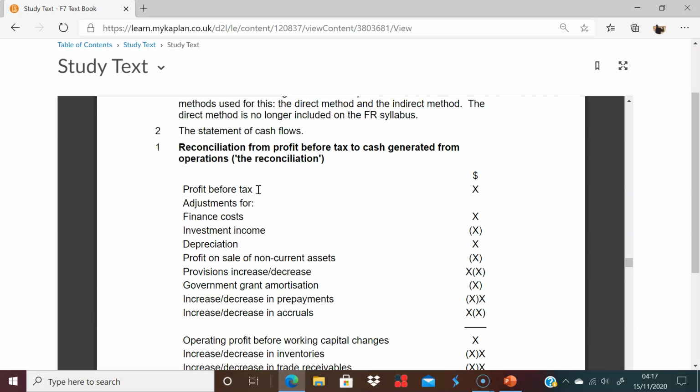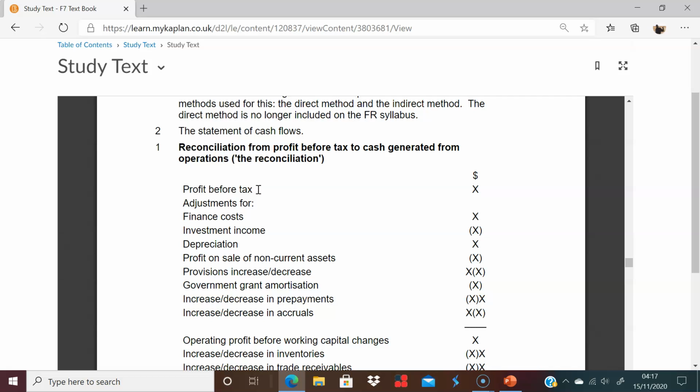So I'm going to adjust, if you like, by adding back finance costs. Exactly the same principle. If you've seen the previous videos where I show you the principle behind this, of course, adding finance costs, taking away investment income, adding depreciation. I talked about this. Deducting any profit on sale of non-current assets. I talked about this in the previous video, and the reverse, adding any loss on sale of non-current assets.